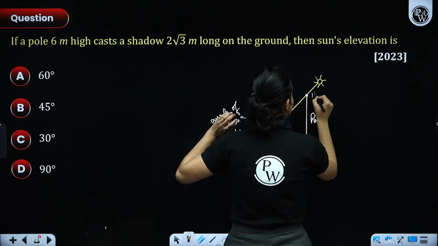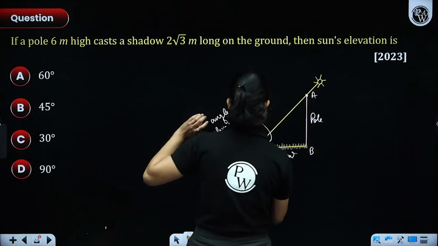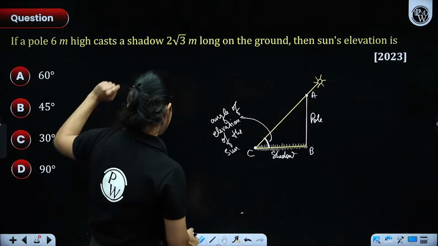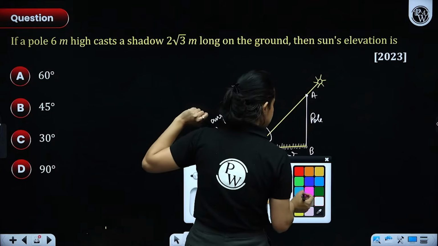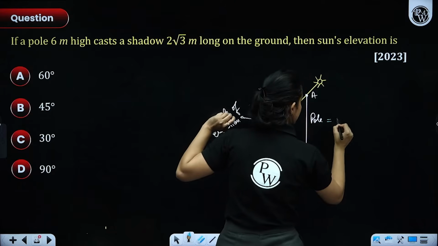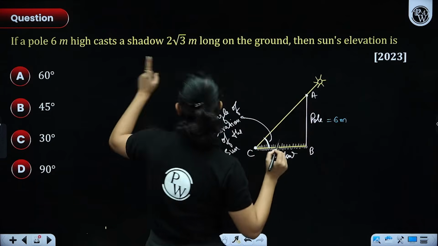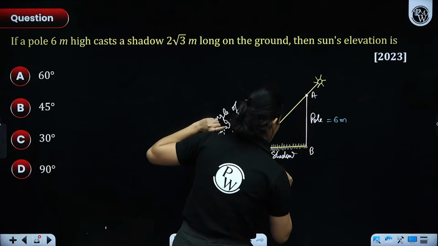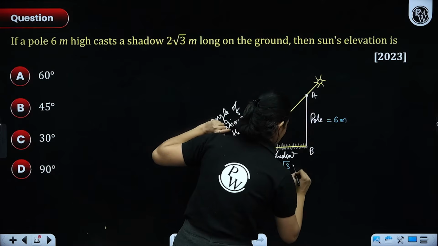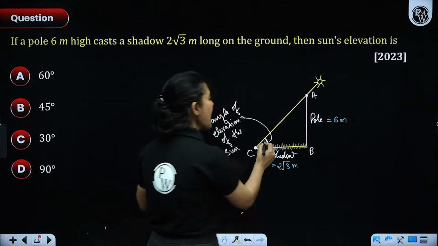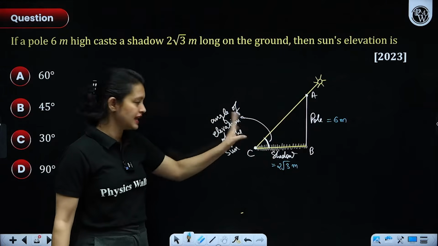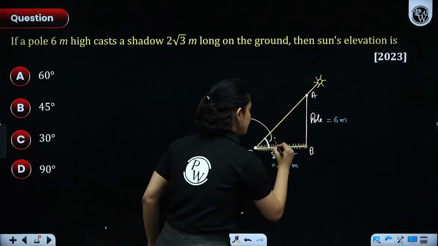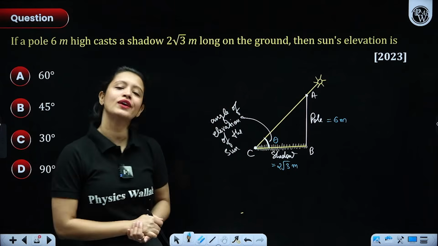This is A, this is B, and this is C. The pole's height is given to be 6 meters, everyone. Okay, this is given as 6 meters. The shadow is also given as 2√3 meters, 2√3 meters. You have to find the angle here, the theta here. Okay, let's just suppose that the angle is theta. So, how can you find theta?